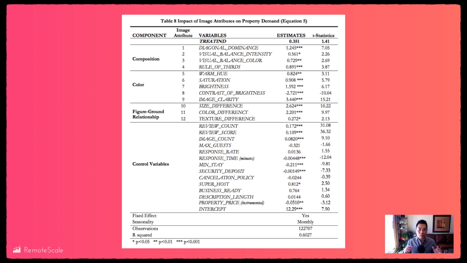Just have a look at this chart. Give it a little bit of time, let it absorb into your brain. On the left-hand side we've got the three components: composition, color, and the figure ground relationship, and then the individual attributes there. What I'm going to explain is how these different attributes equated to dollars and also the number of days that were booked.